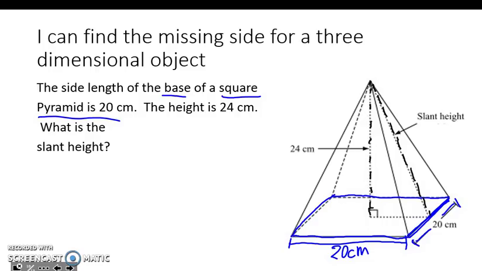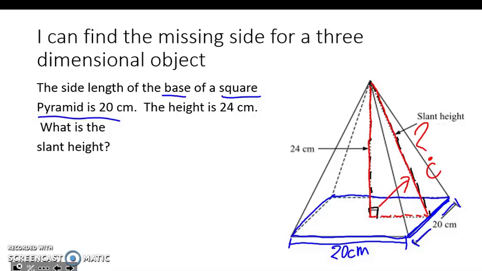Okay? And look, they even told us that it is a right triangle. The slant height, the height of the pyramid, and then this line down here forms a right triangle. So obviously, if I'm trying to find a missing side length, I'm going to be using the Pythagorean theorem. So we know this number is 24. We know this slant height is what we're trying to find, and we can see that it's located across from the 90-degree angle. So we know that's going to be our c.